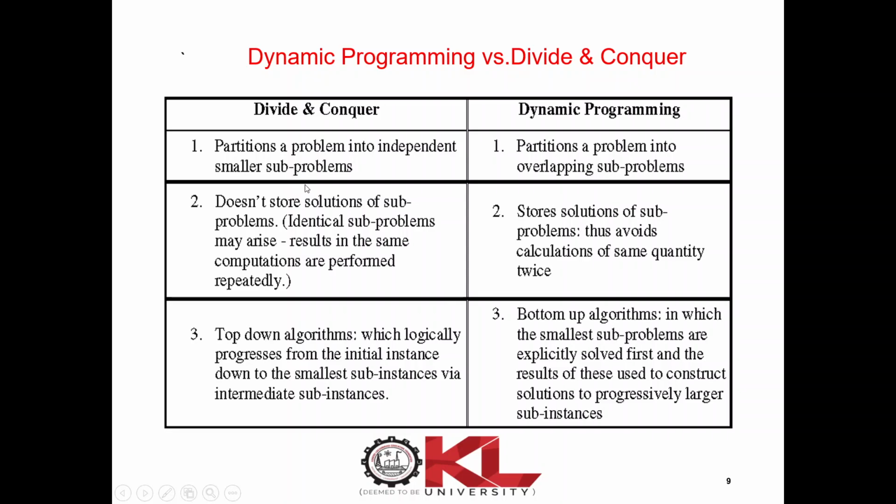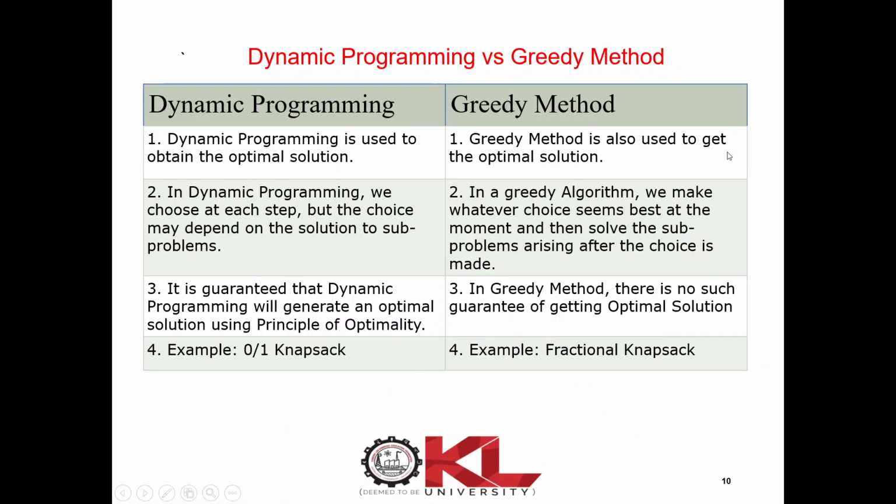Divide and conquer is partitioning of a problem, whereas this is partitioning of problems by overlapping subproblems. Divide and conquer doesn't store solutions of subproblems, whereas dynamic programming stores the solutions of the subproblems to avoid recalculation. This is a top-down approach, and this is a bottom-up approach. Another difference question is: what is the difference between dynamic programming and the greedy method?